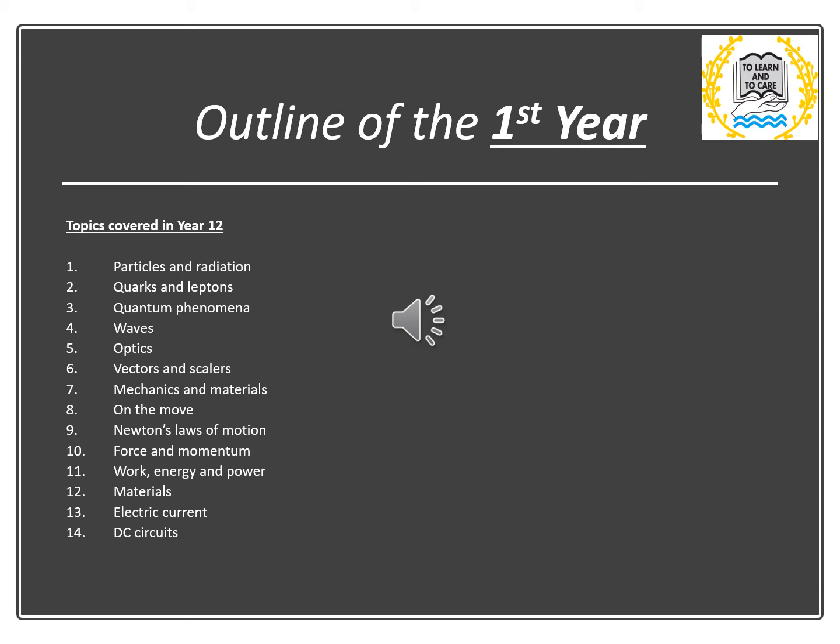So in year 12, we study the following 14 topics that you can see on the screen. I don't start necessarily with particles and radiation. I tend to start with vectors and scalars, move through the mechanics section of physics into Newton's laws, and then into materials, electricity, and then finish off on the particles, quantum phenomena, waves and optics. This is usually because I find students transition to vectors and scalars easier than they do through to particles and radiation.